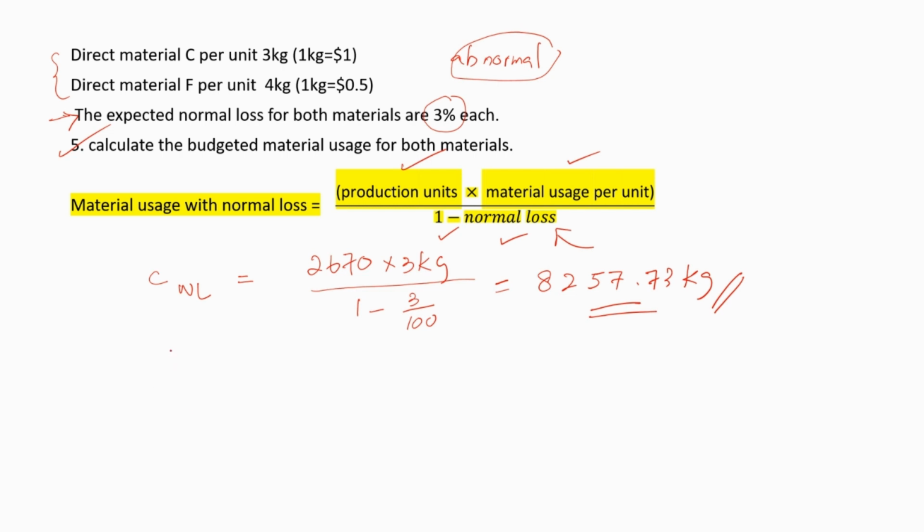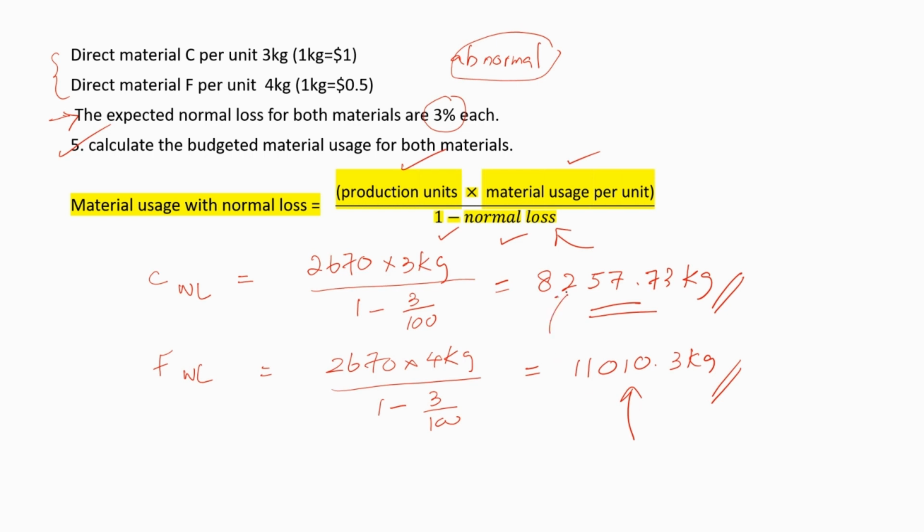Now let's calculate for the material F with loss. This is equal to 2670 multiplied by 4 kilograms divided by 1 minus 3 over 100. This is equal to 11,010.3 kilograms. This means the company is going to use this amount of material F and this amount of material C. 3% of each of these material usage will be a normal loss. So the other 97% will be contributed to the production.